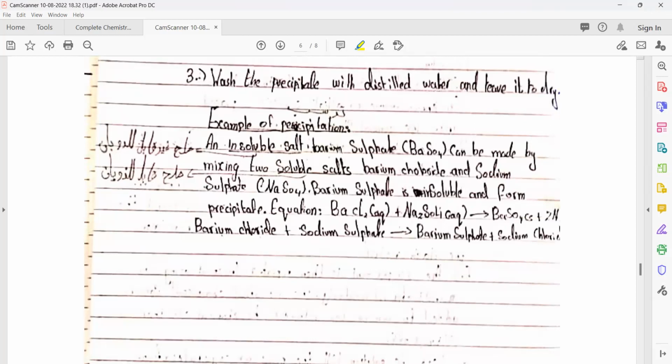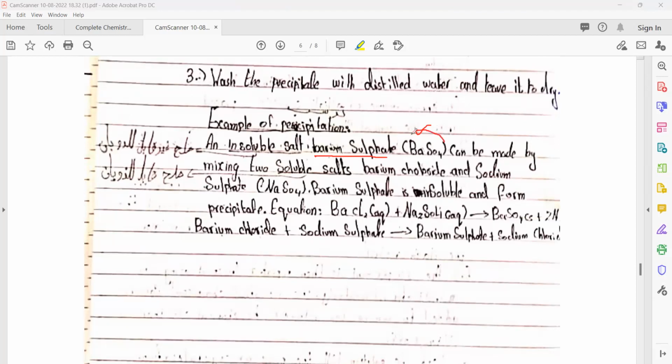Now let's see this one. Bismillah. Here, what it's going to tell you: an insoluble salt. I think barium sulfate, yeah, Ba. Barium sulfate, because I read from here: barium sulfate can be made by mixing 2 soluble salts, barium chloride and sodium sulfate.